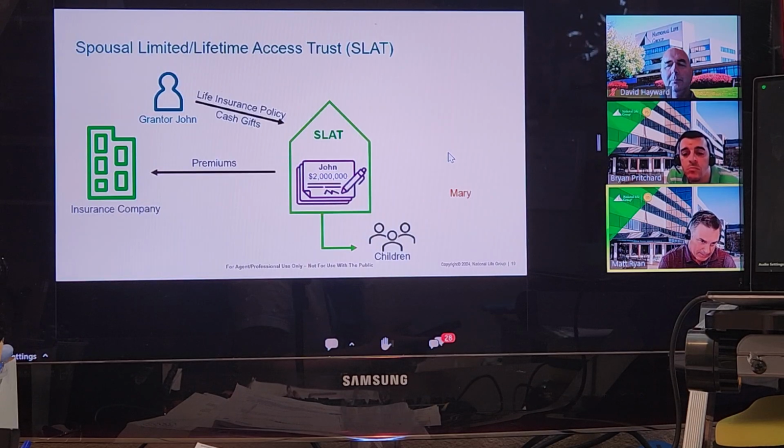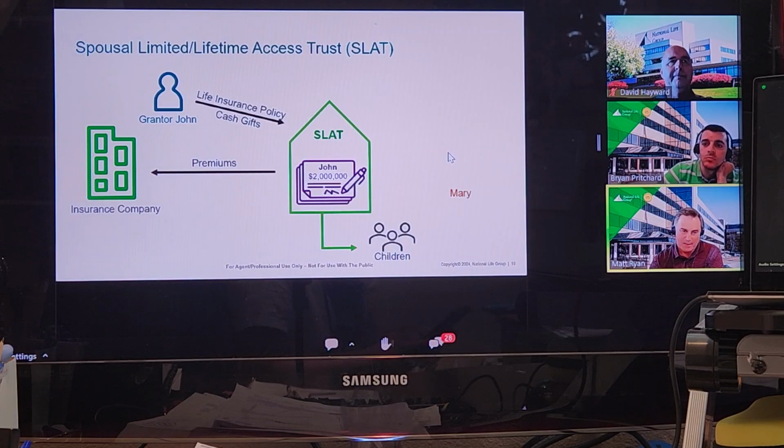He has indirect access, John does, through the fact that Mary has direct access to the policy's values, including, again, if it's drafted appropriately, the accelerated living benefits, because under the terms of this spousal lifetime access trust, the trust may distribute trust income or principal to Mary as the beneficiary while he's alive. Now, Mary may then share the funds with John, right? And this is one of the benefits of the SLAT. This is what gives John indirect access.